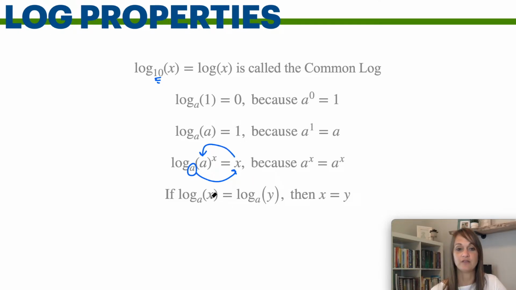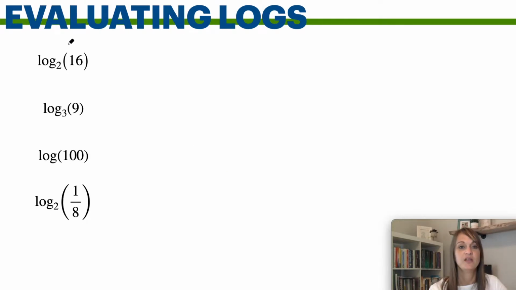And then if you have two equations that have the same log base and they're equal to each other, then the insides are going to be equal to each other. Since log base a of x equals log base a of y, that means x and y must have been equal. So evaluating logs, in this case, you can do this without a calculator. So you could say 2 raised to the what gives you 16? And the answer is 4, because 2 to the 4th power is 16.